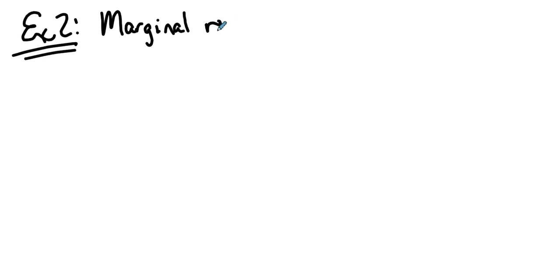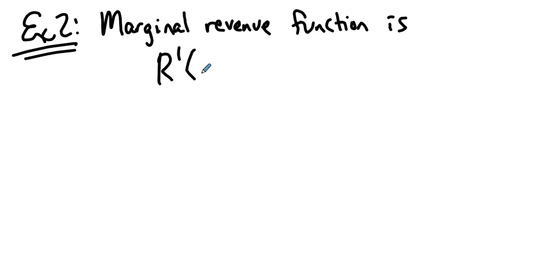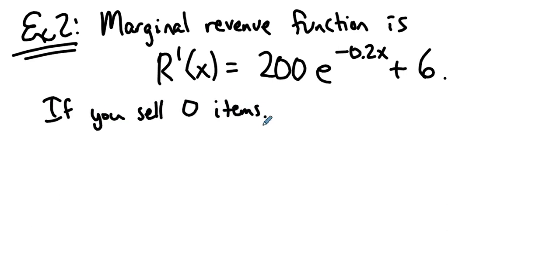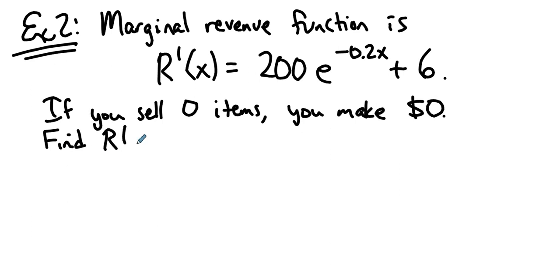Question 2. Why would we ever want to do this? Let's suppose that the marginal revenue function for a particular object in a particular factory is given by r prime of x is 200 e to the negative 0.2x plus 6. If you sell 0 items, you make $0. Find the revenue function.